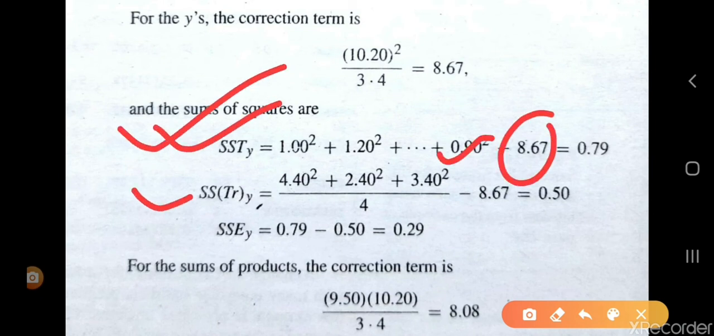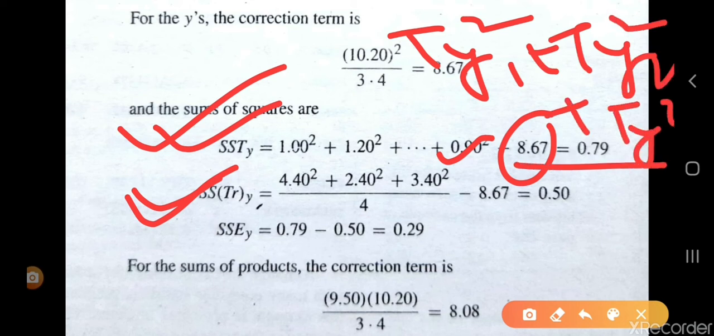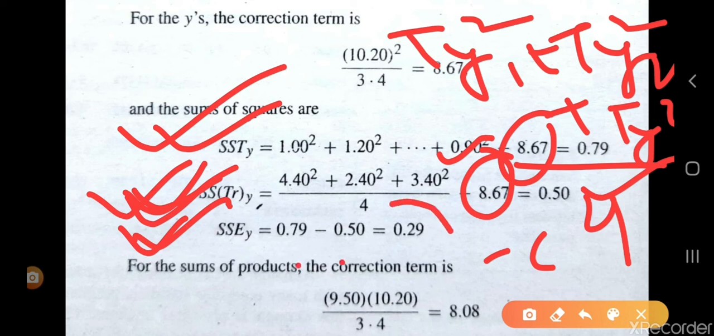Similarly treatment sum of square is ty1 square plus ty2 square plus ty3 square divided by number of levels, that is 4, minus c, that is correction factor, will give us treatment sum of square for y. And error sum of square for y will be total sum of square minus treatment, that is 0.79 minus 0.5, that is 0.29, will give us error sum of square for y. Now we will go for sum of products.